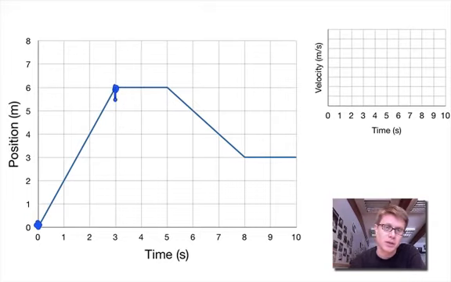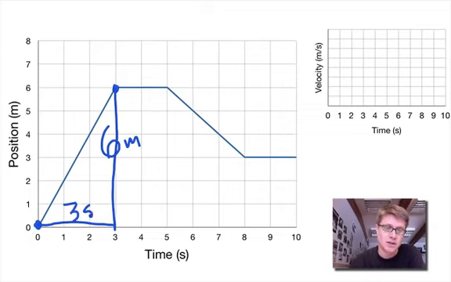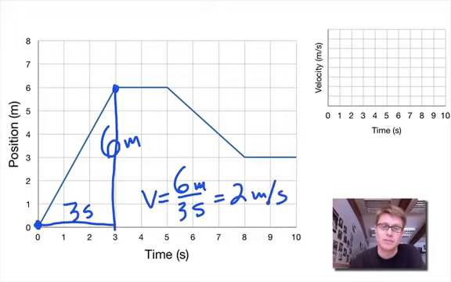Now the cool thing is that we can actually use the slope of this line to figure out how fast the man is walking. So what's the rise in this? Well, it goes from 0 to 6, and so the rise is going to be 6 meters. What's the run? It goes from 0 to 3, and so that's going to be 3 seconds. And so the velocity in this case is actually 6 meters per 3 seconds, or 2 meters per second.